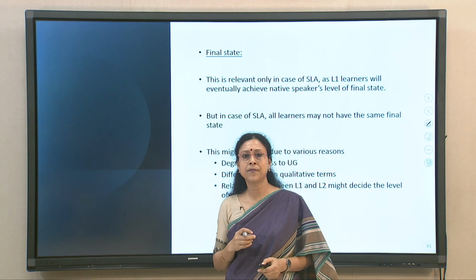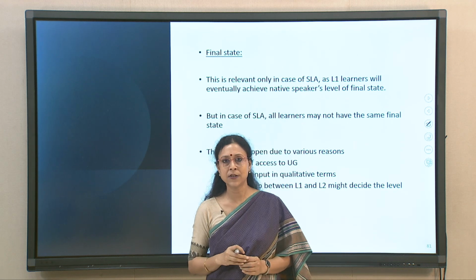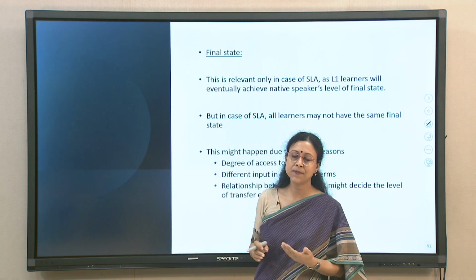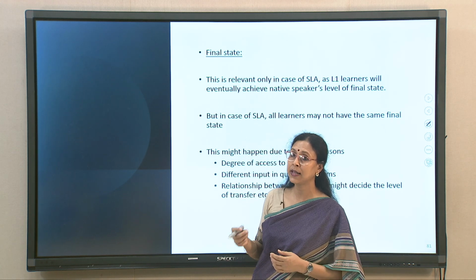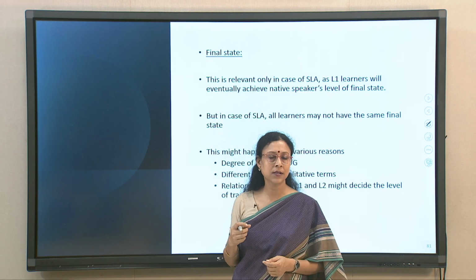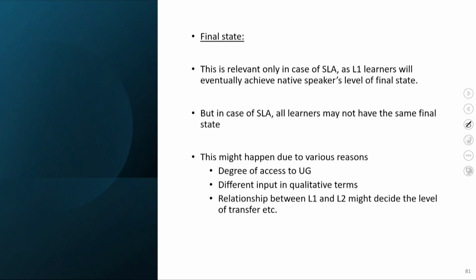The final state is relevant only in the case of SLA, because in the case of L1 it is not relevant. Why? Because irrespective of which language you are speaking, all native speakers of a language are expected to master it. There is no difference between one native speaker and another, according to the universal grammar that this paradigm identifies. All native speakers are equally competent, but that is not the case with L2. In L2 this is a very important concept: there is a final state, and this might be different from one speaker to another.